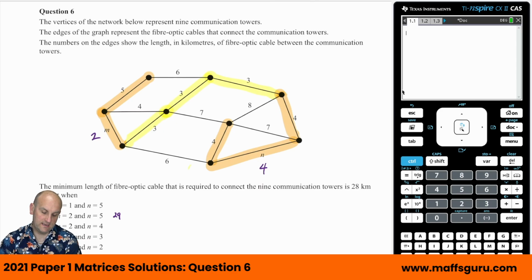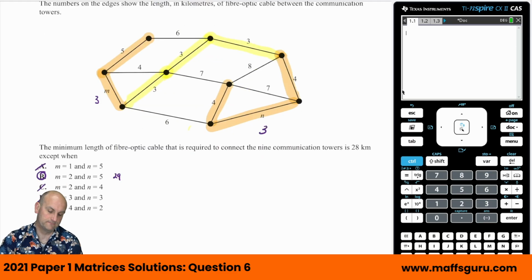M equals 3 and n equals 3. And I'm fairly sure, once again, that won't change anything. So 5, 8, 9, 10, 11, 14, 17, 21, and 7 is 28. And again, I'm fairly sure there. We could check the last one, but I'm fairly sure B would be my correct answer.